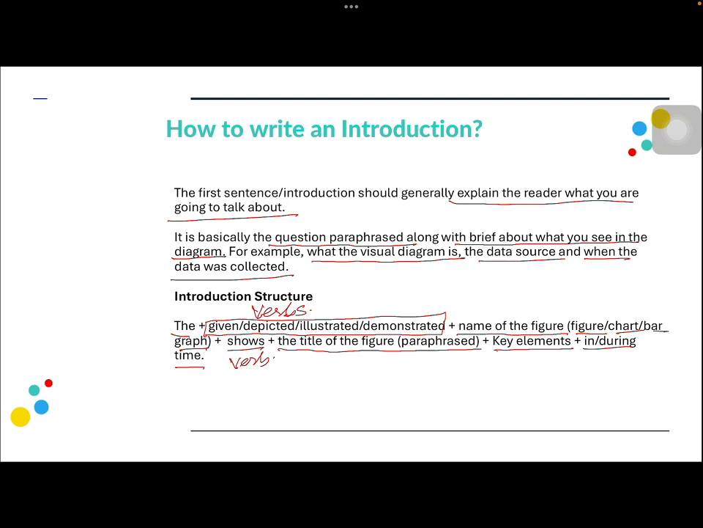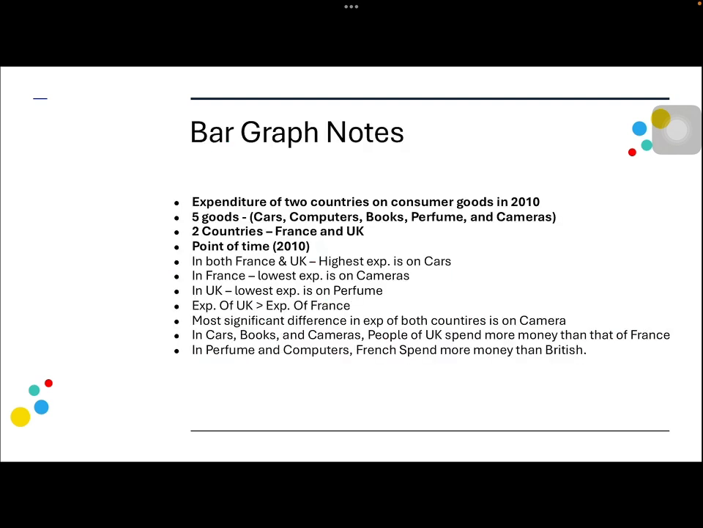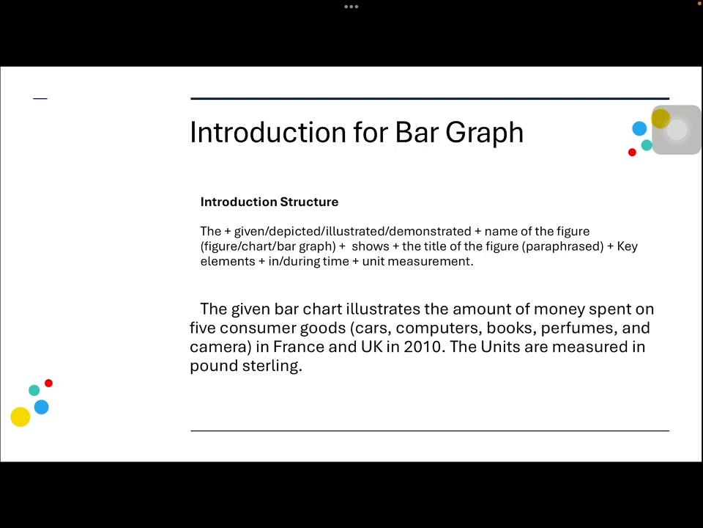Right, now this is a sample of an introduction, and at least you should be able to mention all of this information in your introduction. I hope I'm clear. Now, as we made the notes, we are going to use these 4 pieces of information in our introduction as per the sample that we just saw. All right. Now, let us look at the introduction for the bar graph.